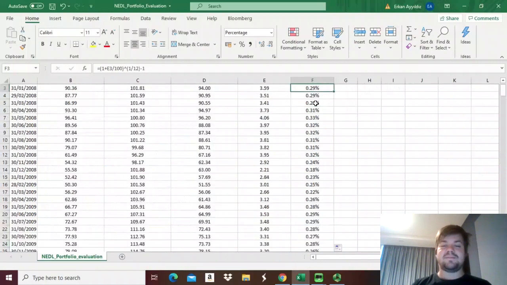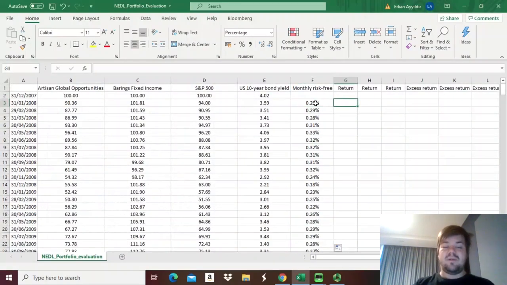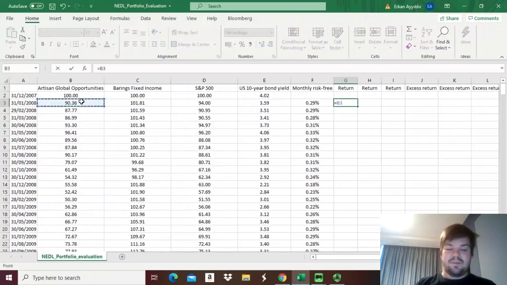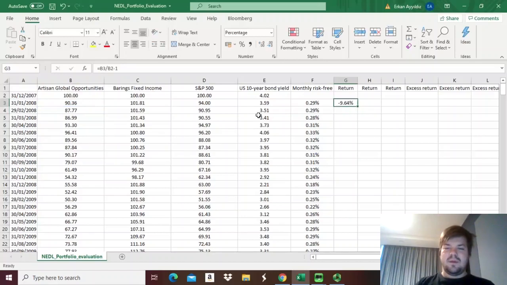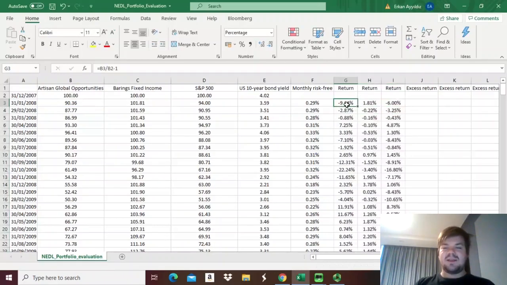Now for monthly returns, we just apply the usual formula: your portfolio value at the end of next month divided by the portfolio value at the end of last month, minus 1. We can drag it around, bottom right click it all the way down, and get our returns for all three series: Alice's portfolio, Bob's portfolio, and our benchmark, which is the S&P 500 in this case.